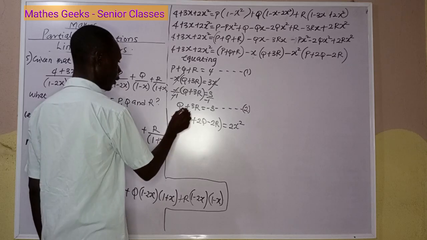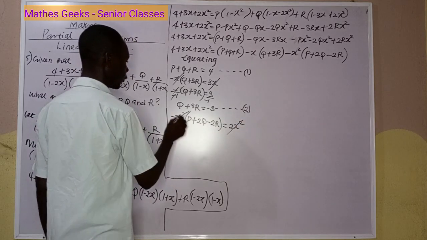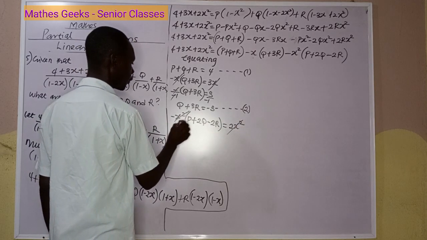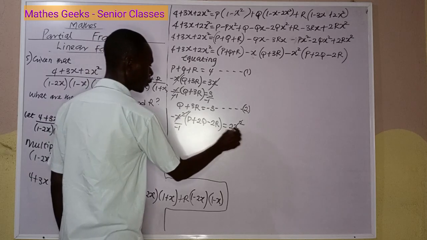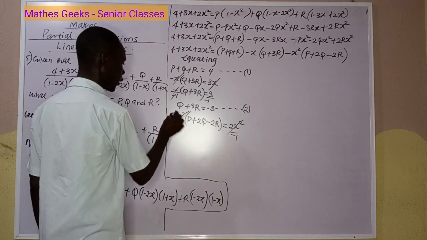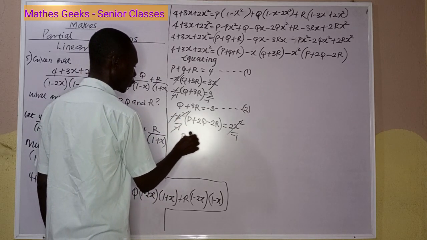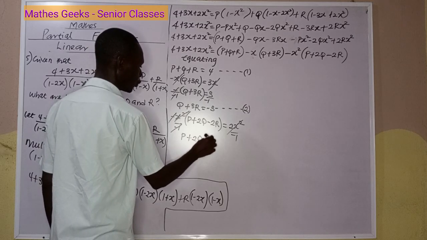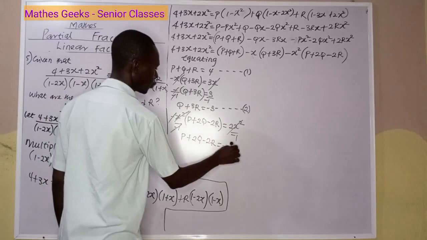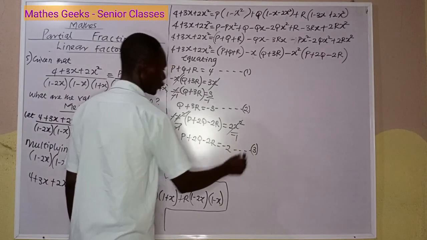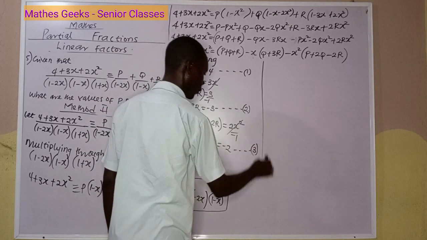So x squared will cancel x squared. Minus 1, divide both sides by minus 1. So this side will cancel. So we have p plus 2q minus 2r equals minus 2. This will give us equation 3. So let's solve from here.